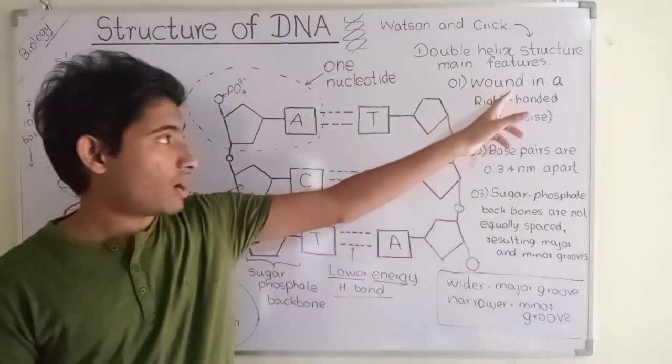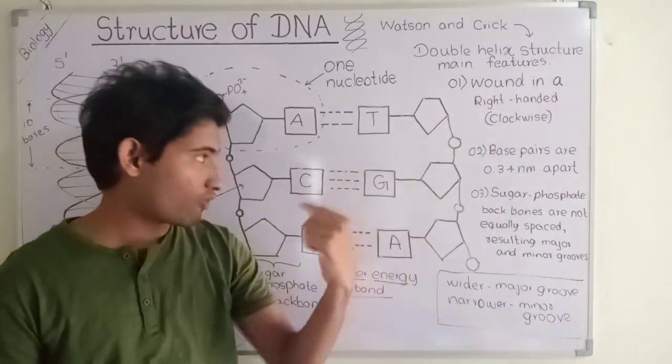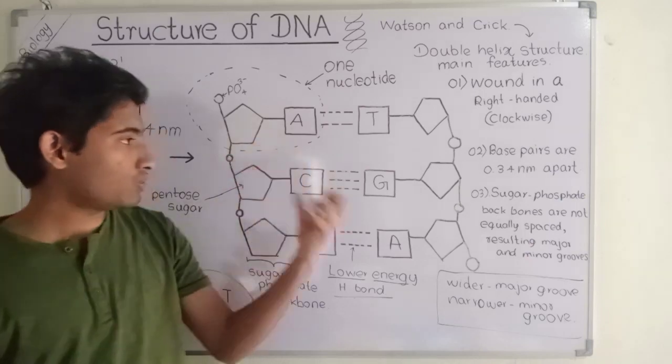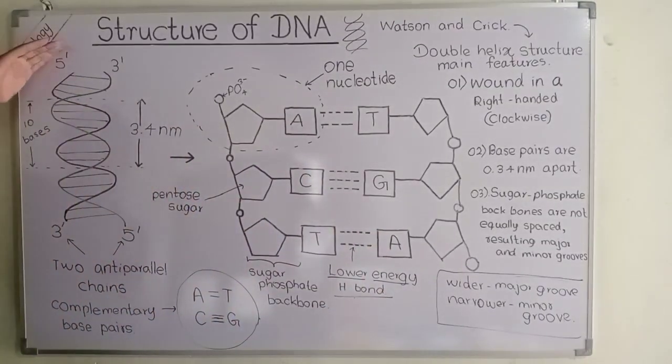First, it is wound in a right hand, like clockwise. Right hand means clockwise. The two antiparallel strands: one runs 5 prime to 3 prime end and the other runs 3 prime to 5 prime. These are called two antiparallel chains.